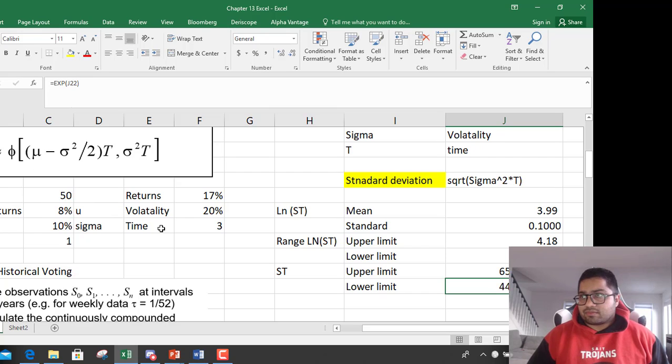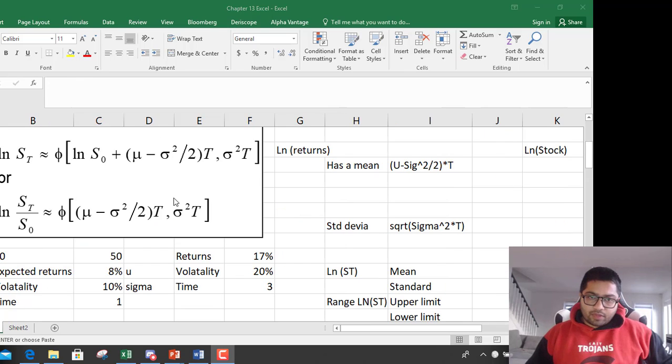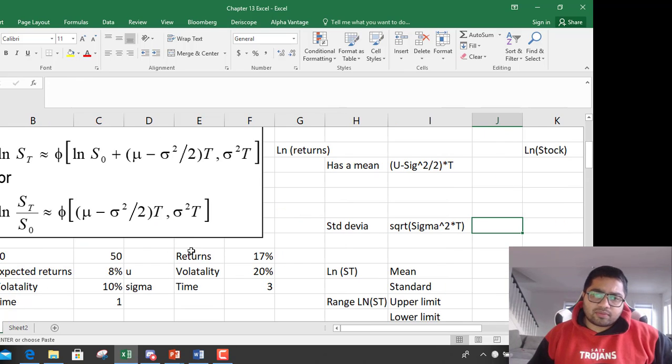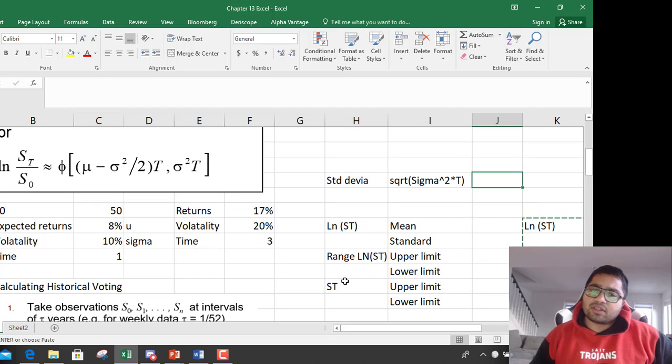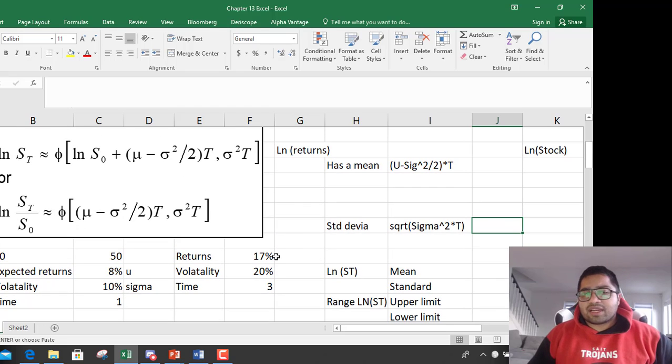stock prices are given. Now let us look at how to solve it when returns are given. How to predict the stock returns. So let's talk about when returns are given, how to find out where the stock returns will lie. Same process, except the formula changes now. So let's say returns from a stock are 17%, volatility of stock is 20%, and time is given to be 3 years. Then how to do it? What will be the stock returns in 3 years?